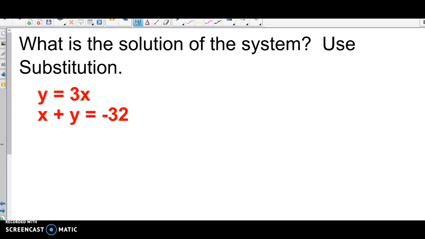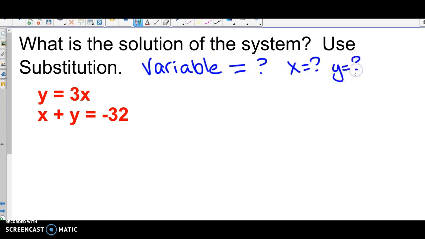Now substitution works great when you have a variable equal to something, so you have x equals something or y equals something. The reason that substitution works better than graphing is that with graphing you have to be exact. Not many of us carry around graphing paper everywhere we go. And if the answer is a fraction, you can't get the exact answer by using the graphing method. So substitution will always give you an exact answer.